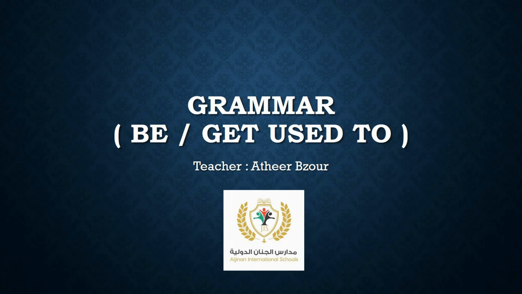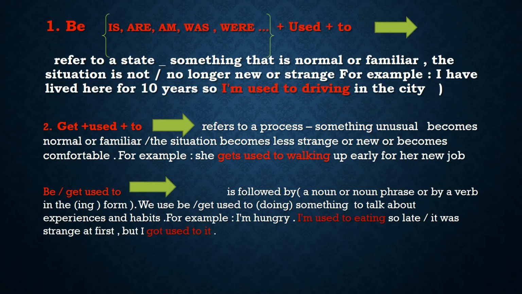In this meeting, you have to pay close attention to this video in which we will talk about a grammar rule which is be and get used to. Be plus used to. Of course, I have to say that be could be is, are, am, was, or were. So is, are in the present tense, was or were in the past tense.